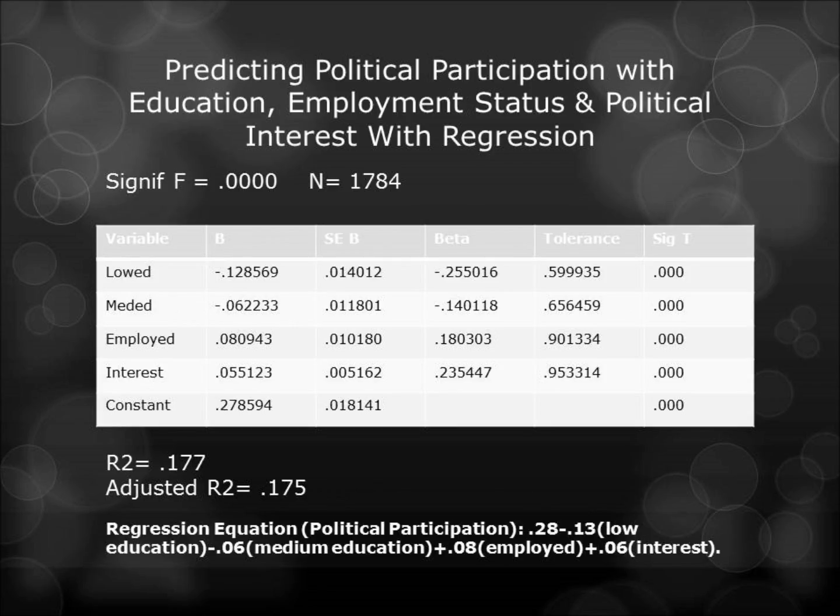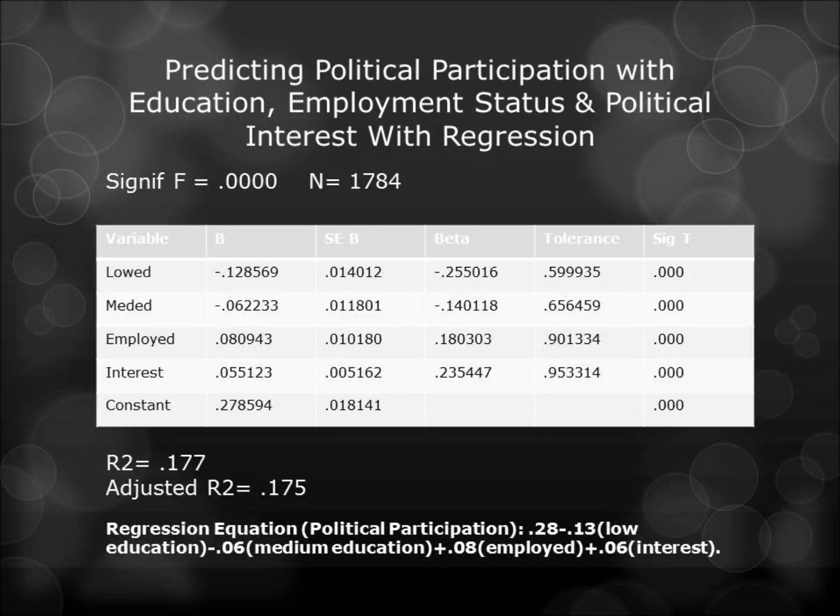Next is our regression analysis. The R-squared value of 0.177 tells us that the explained variance of this regression is almost 18%. The significance of the overall equation is 0.000, telling us that the results are not likely due to sampling error. Looking closely at the tolerance scores, it is evident that the problem of collinearity does not exist, since each value is well above the 0.20 threshold.